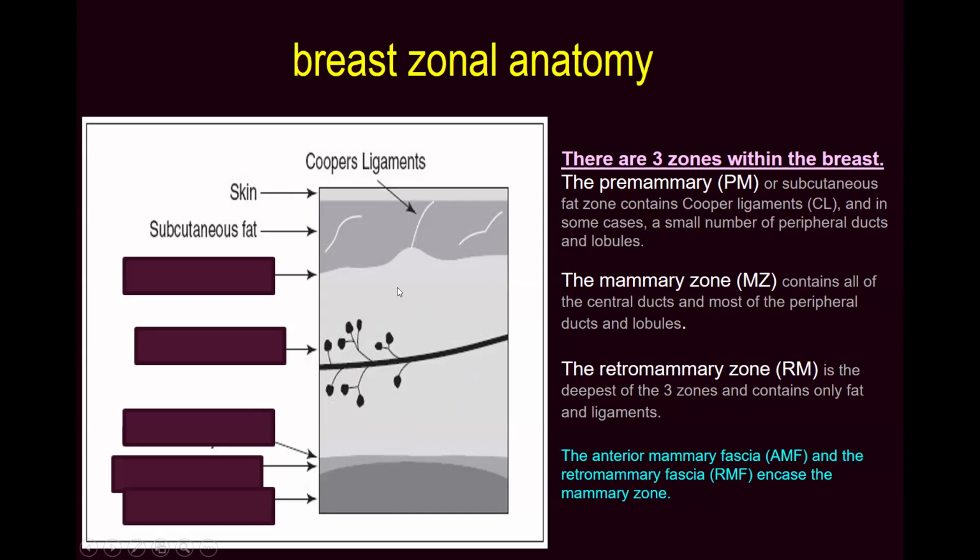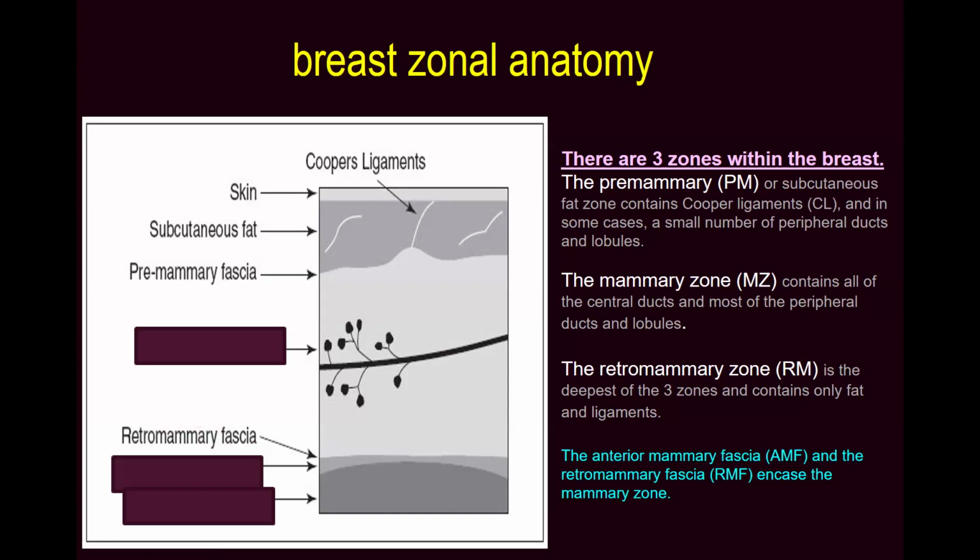Outlining, what is this zone? What is that zone? Okay, which one does this represent? This one, the subcutaneous or pre-mammary zone. And this will be containing the ducts and lobules. This will be the mammary zone. And the mammary zone is outlined anteriorly by the anterior mammary fascia or pre-mammary fascia, and posteriorly by the retromammary fascia. So this is the mammary zone here in this illustration.